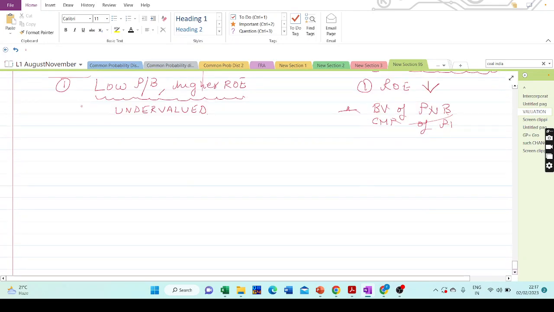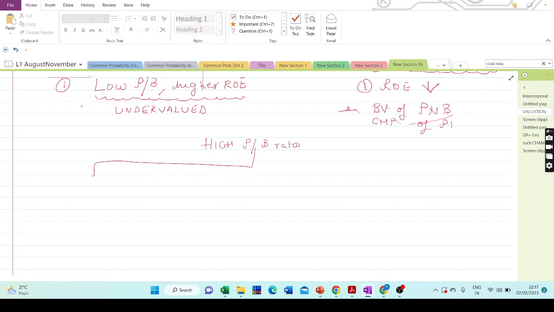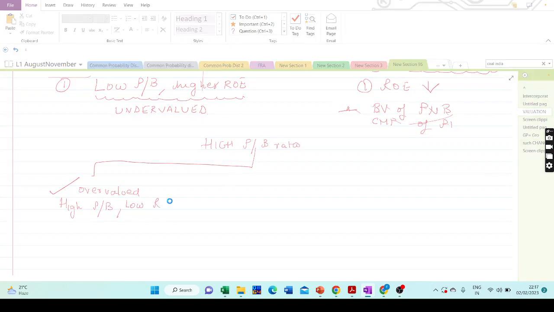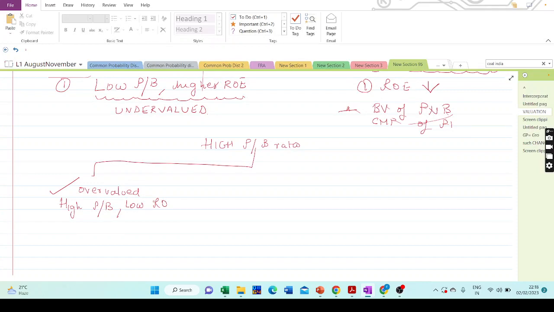Okay. So guys, what will a high PB ratio mean? It can mean investors are willing to pay more for the stock. It could mean that the stock is overvalued, right? And a classic example of an overvalued stock would be high PB and low ROE, right?